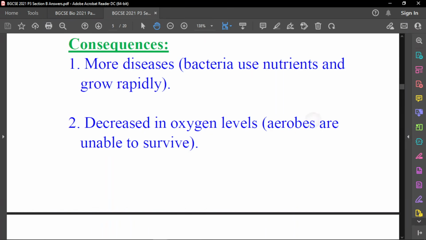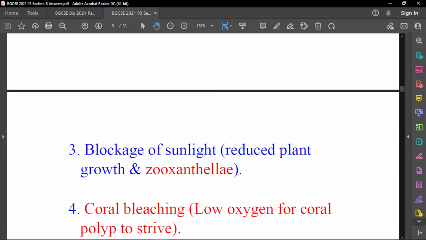All right, the consequences now. One, you can have more diseases. Why do you have more diseases? Because you have excess growth of algae, which also increases the growth of bacteria, because bacteria also use the nutrients and grow more rapidly. More food, the faster they grow. Again, you can have a decrease in oxygen levels in the water. And so the aerobes, which means animals or organisms that use oxygen to respire, are unable to survive because you have less oxygen. So fish use oxygen, so fish are aerobes.